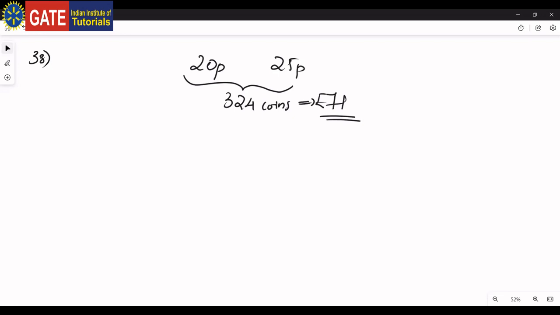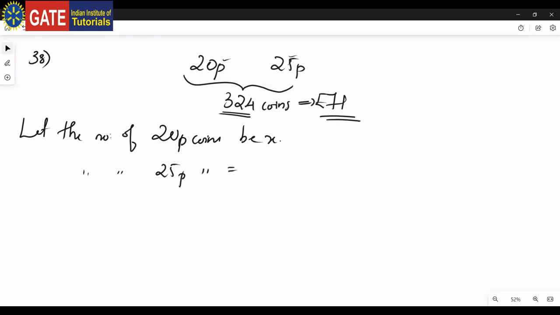Okay. So, what we can do? We don't know how many coins are there for 20 paise or 25 paise. So, just go for assuming that let the number of 20 paise coins be X. And it is said that there is totally 324 coins. So, what will be the number of 25 paise coins? Totally, there were 324 coins. Among them, X is 20 paise. So, what will be 25 paise coins number? It will be 324 minus X. Am I right? Did you get it?